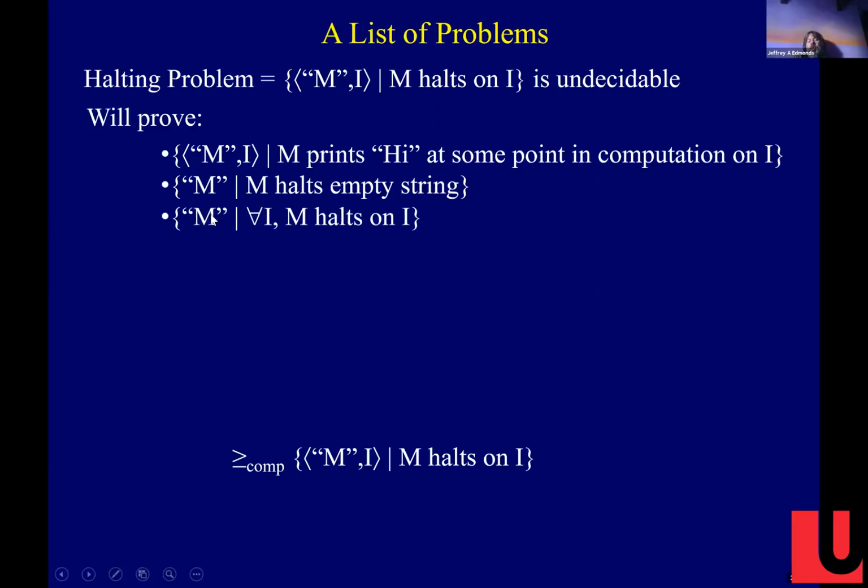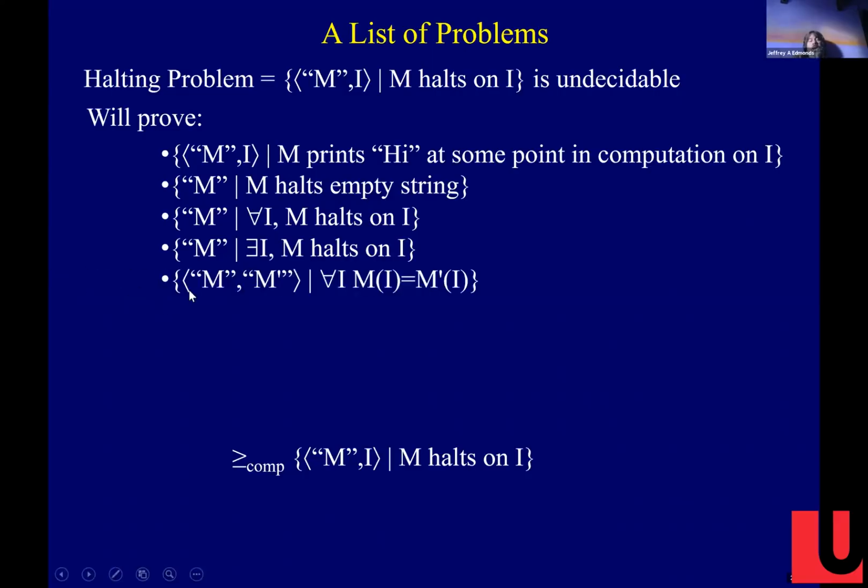Here, I give you a Turing machine, does it halt on every input? Or is there some input on which it runs forever, right? I give you an M, I ask, does there exist an input on which it halts, right? Or I could give you two Turing machines and I ask, do they give the same answer on every input, right? These clearly are hard problems, right?